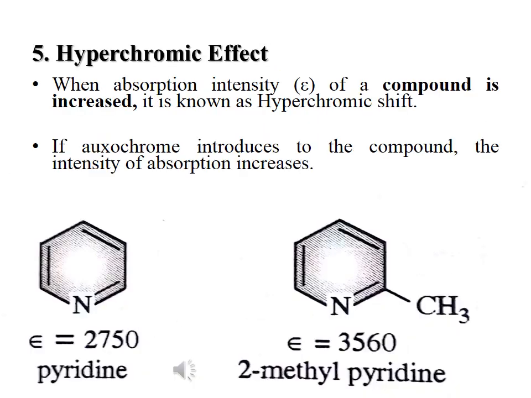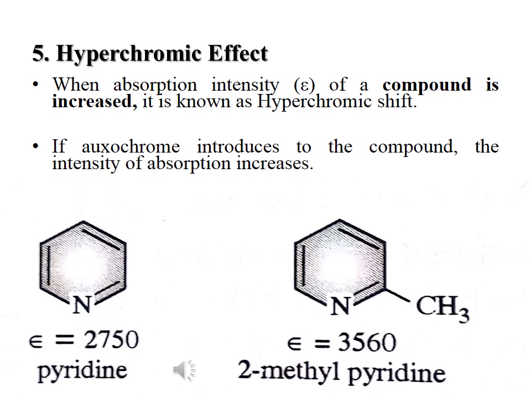The third type of shift is the hyperchromic shift. Hyperchromic shift means when the absorption intensity of a compound increases, then it is called hyperchromic shift. It happens due to the presence of an auxochrome. As you can see in the example, this pyridine is given, the intensity is 2750.